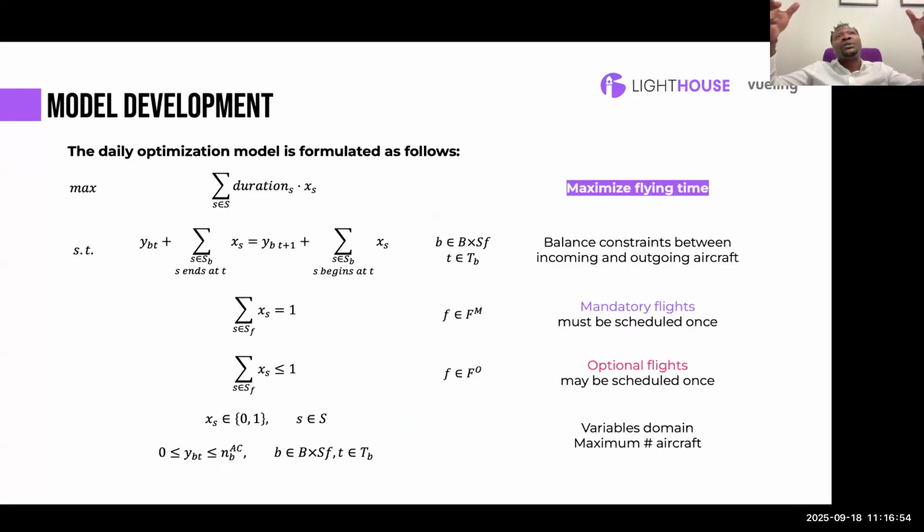At the end, taking into account all these strategies that we have talked about, and also all this input information, we are able to design the daily objective function, which is to maximize the flying time according to the balance constraints for the incoming and outgoing aircraft. And we need to make sure that the mandatory flight must be scheduled once in the subrotation, but the optional flight could be scheduled once or not.